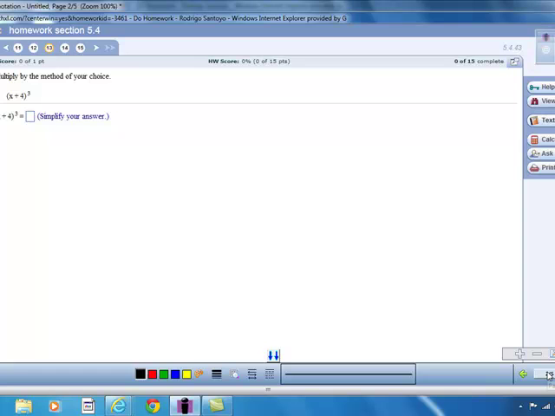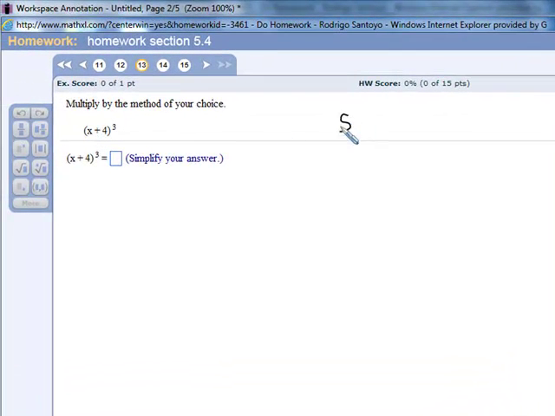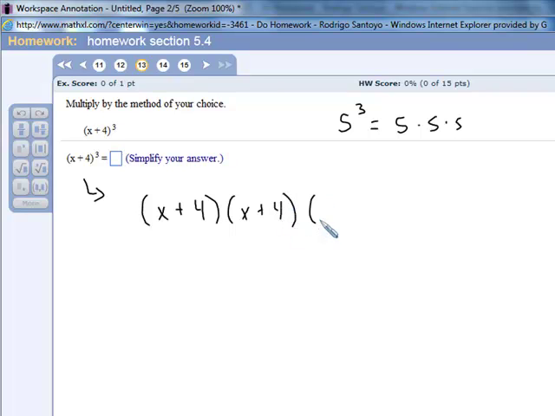Let's look at another problem, 5.4. So here the same thing. Let's go back to that example that I gave earlier. 5 squared was just 5 times 5. So 5 to the third, or 5 cubed, means 5 times 5 times 5. So this is no different. All that means is that we have three of those. (x plus 4), (x plus 4), times (x plus 4).